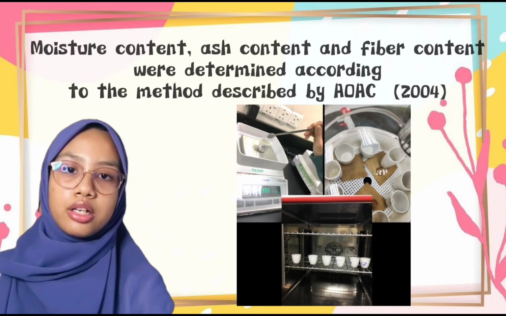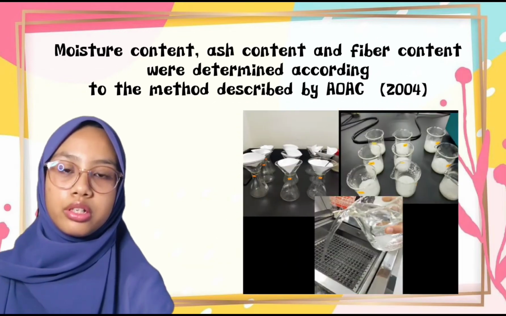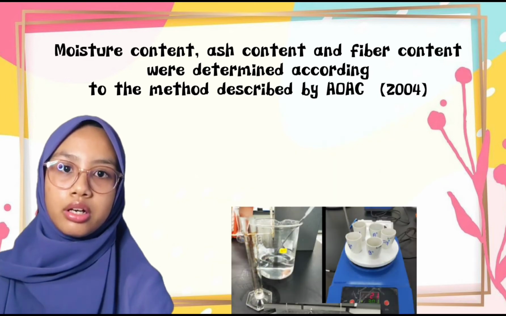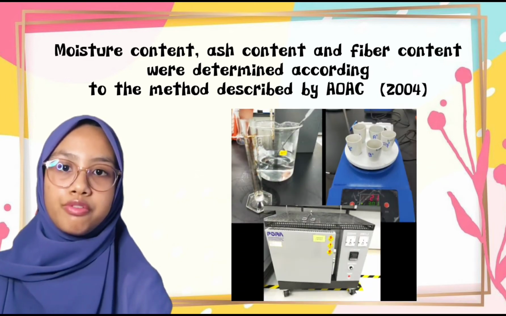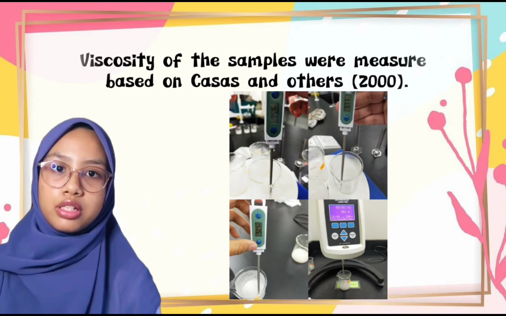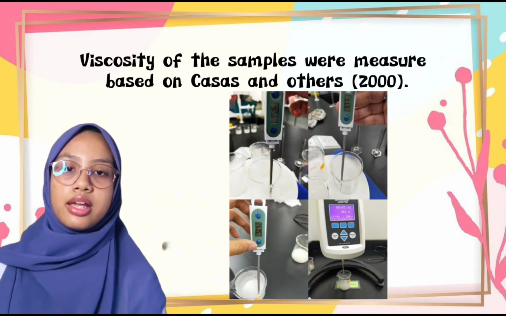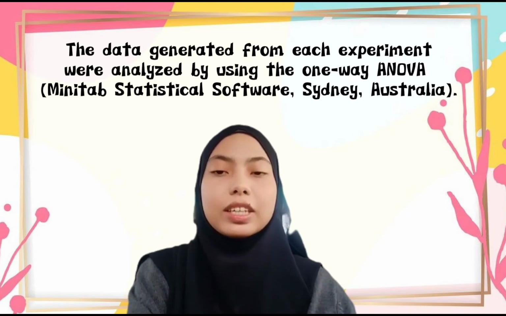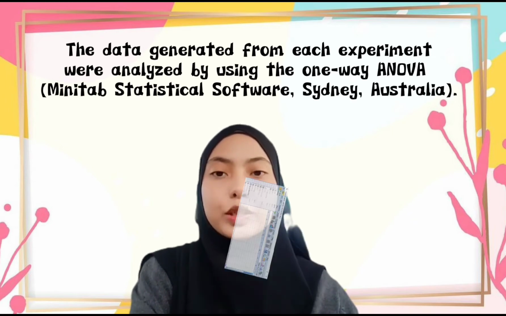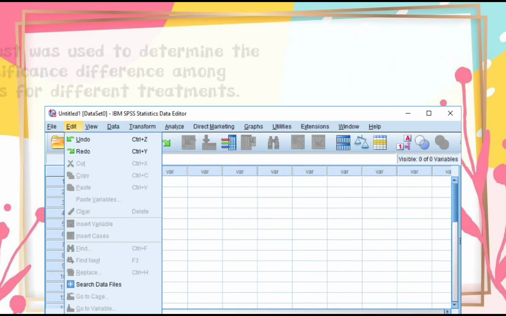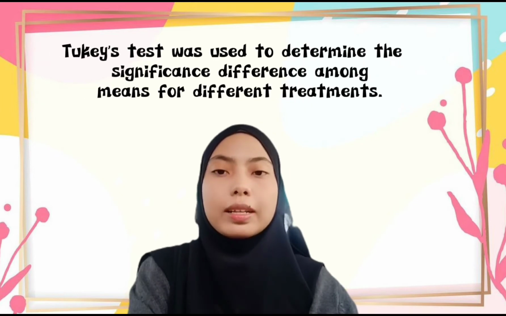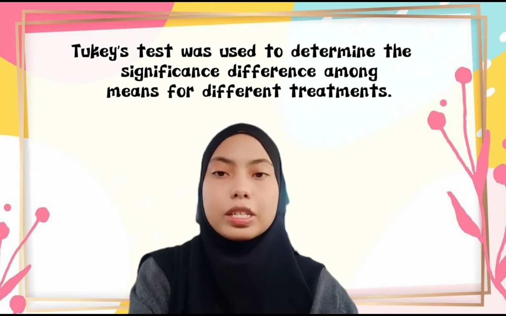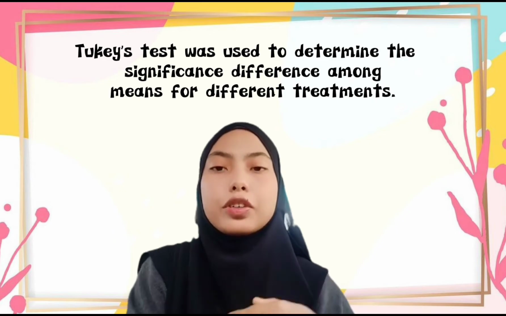Moisture content, ash content, and fiber content were determined according to the method described by AOAC 2004. Viscosity of the samples was measured based on Case and others 2000. The data generated from each experiment were analyzed using one-way ANOVA. Tukey test was used to determine the significant difference among means for different treatments.